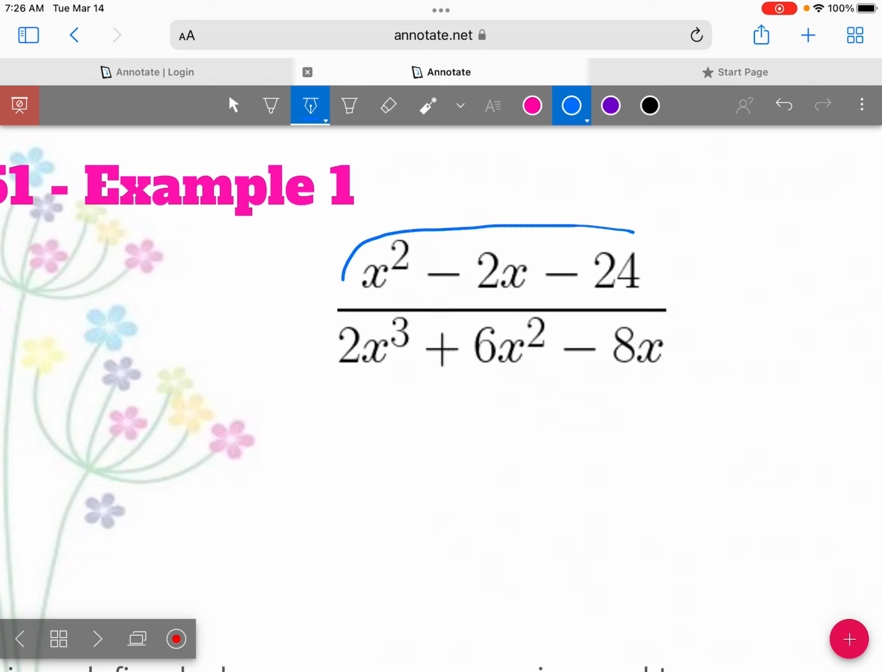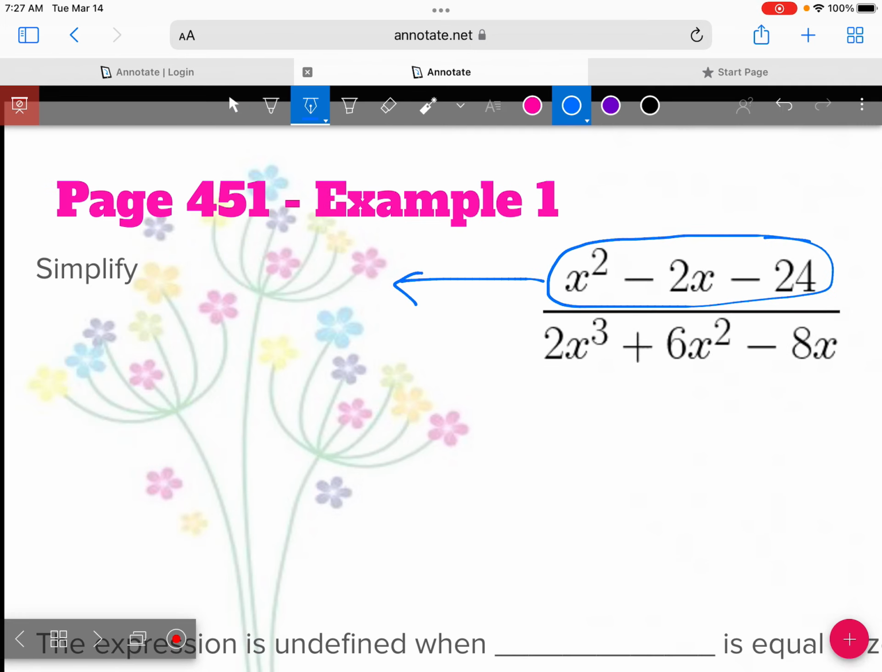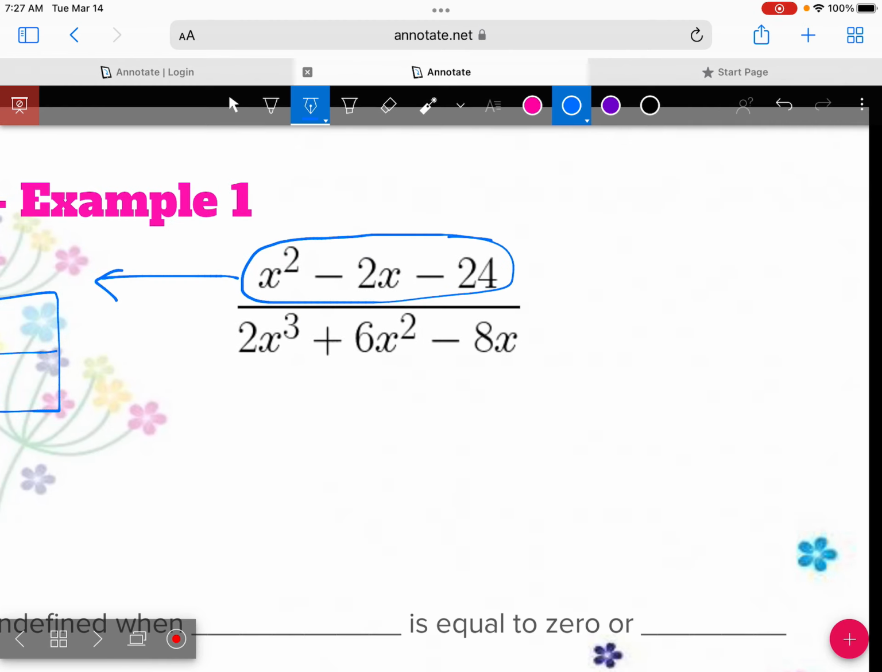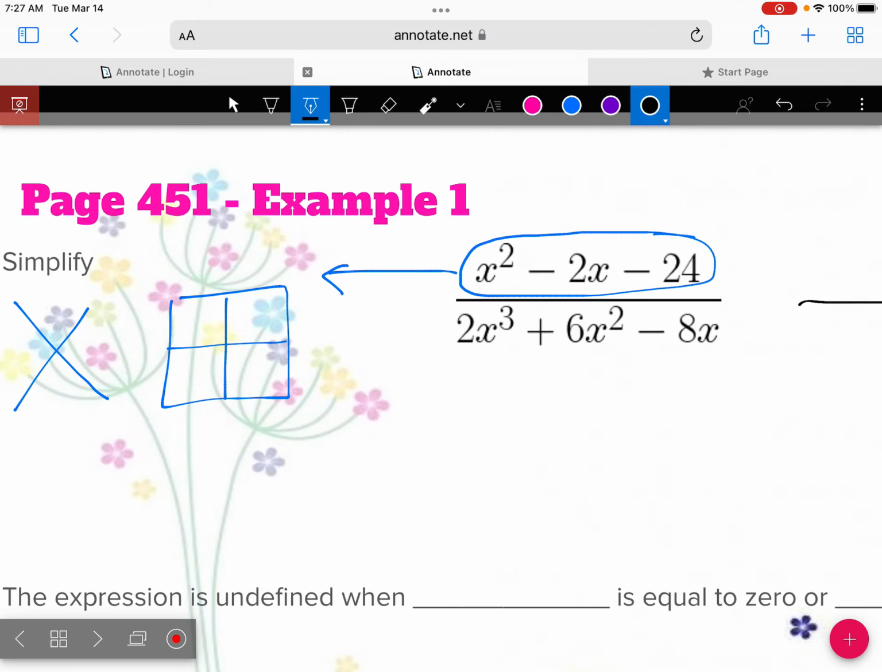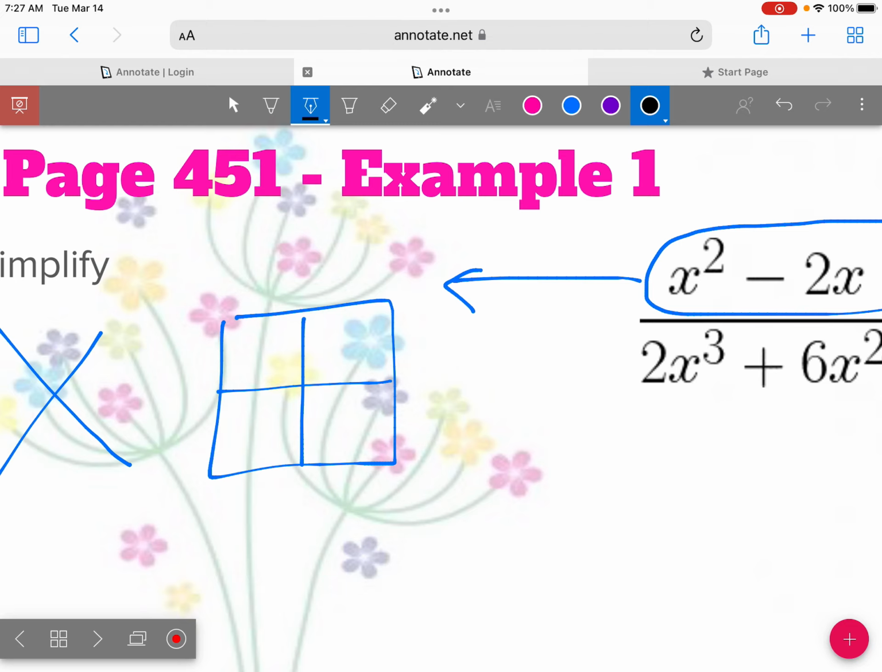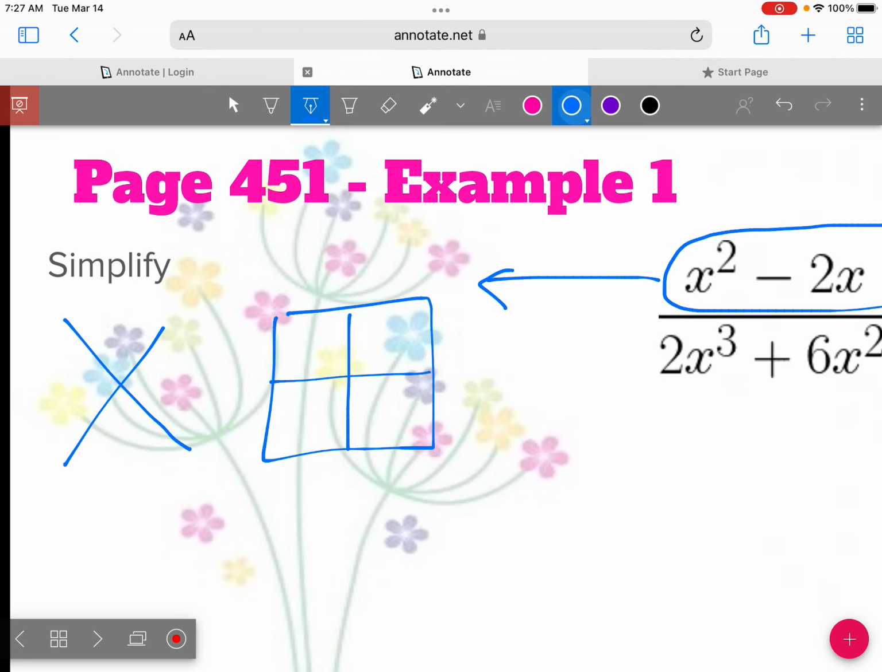I'm going to take my top piece, and we are going to factor it. So I'm going to give us an x and a box. And we're going to factor this guy. And you may or may not need a box. When we factor it, I'm going to put it over on this side so that we're clear what's going on. So we're just looking at the top piece, and we're going to fill in for factoring.